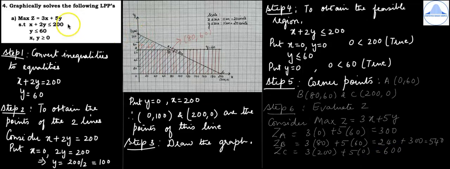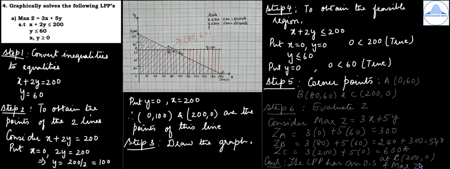Now it is a maximization problem, so among these Z values you should see which is the largest. It is 600. So now write the last step. So the conclusion: the LPP has an optimal solution at, you should write the point, that is C, 200, 0, and the maximum Z is equal to 600.